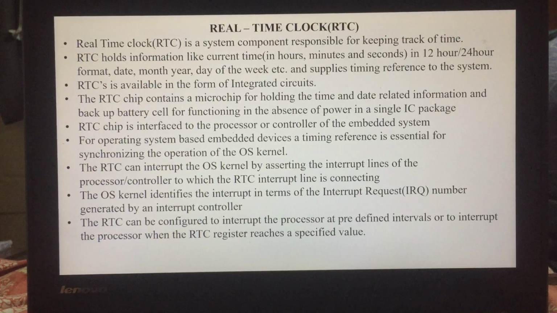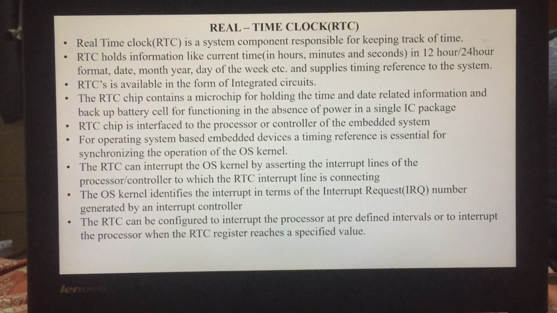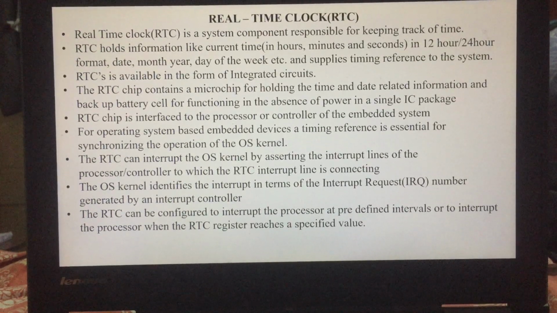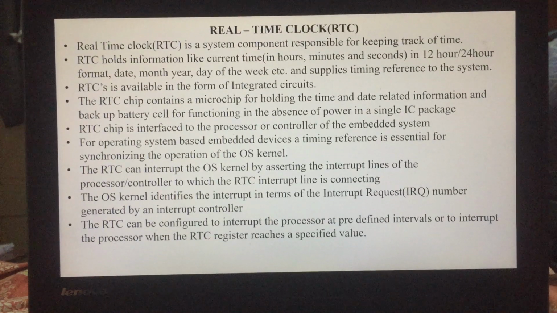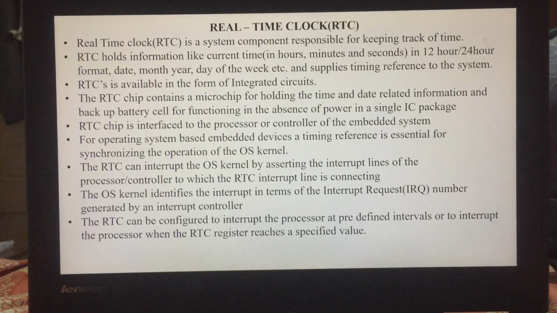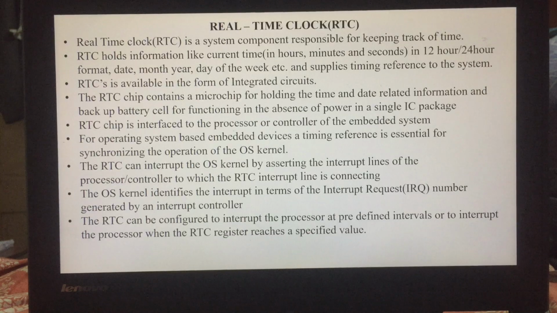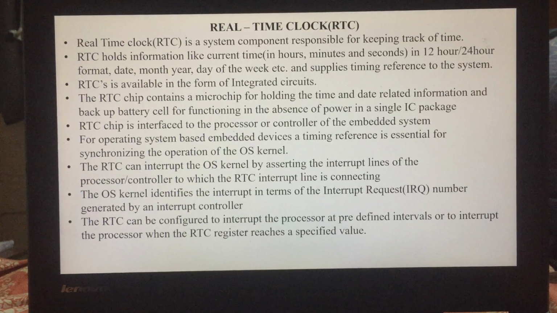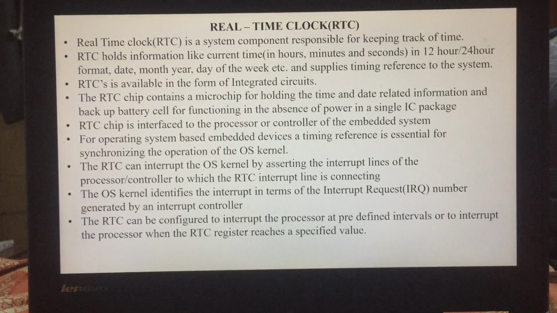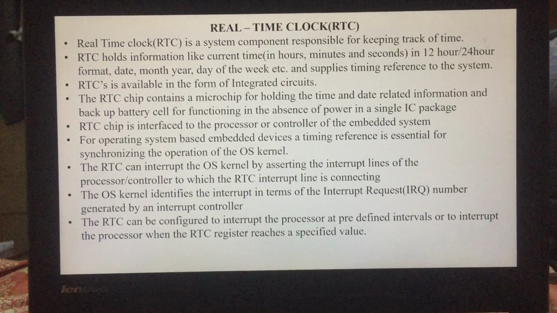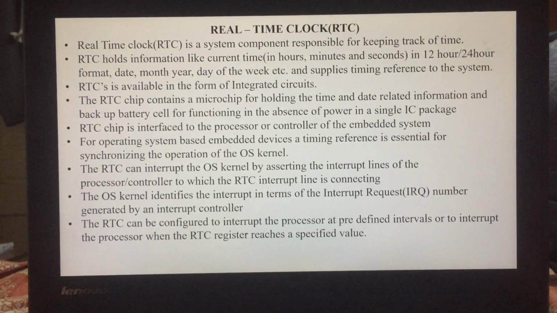The OS kernel identifies the interrupt by the interrupt request number generated by the interrupt controller. One interrupt request is assigned to the RTC interrupt. When the RTC interrupt occurs, the kernel can perform operations like time updation, managing software timers, etc. RTC can be configured to interrupt the processor at predefined intervals or when the RTC register reaches a specified value.